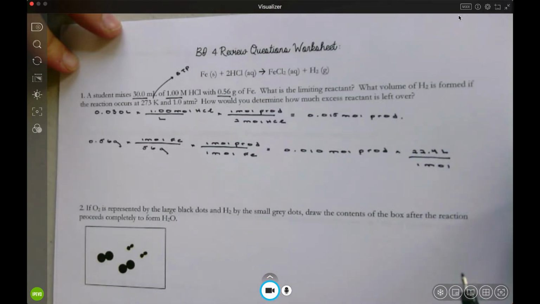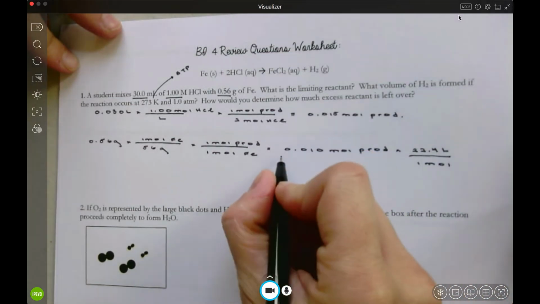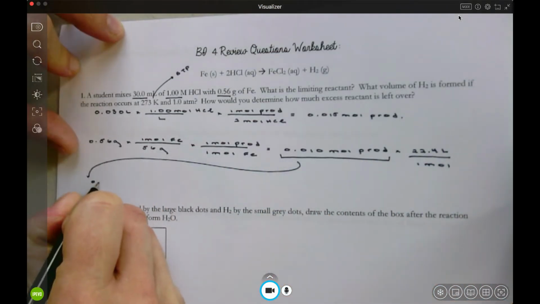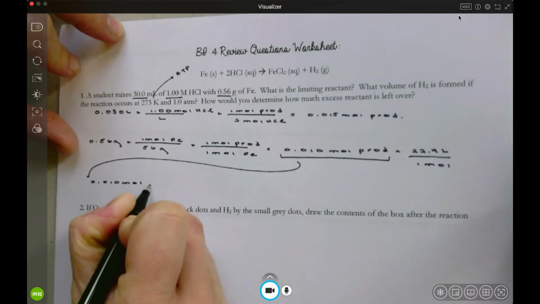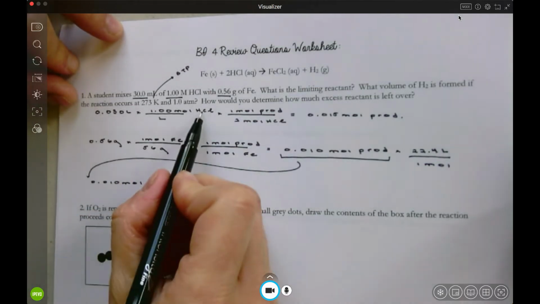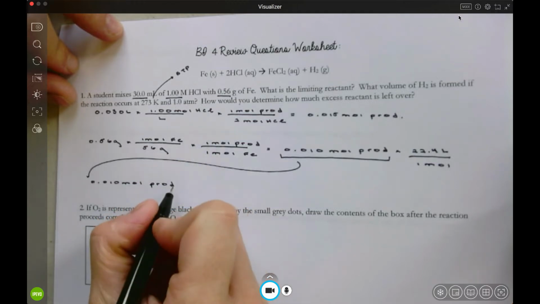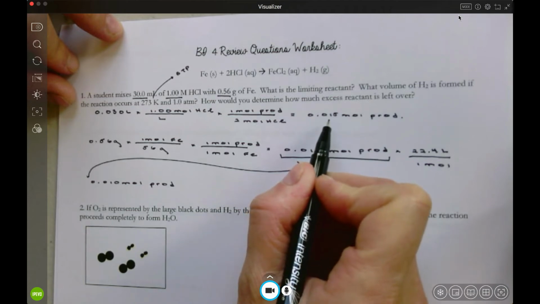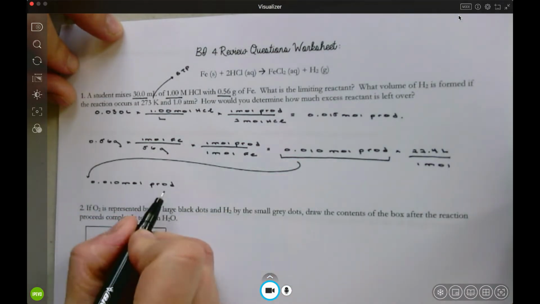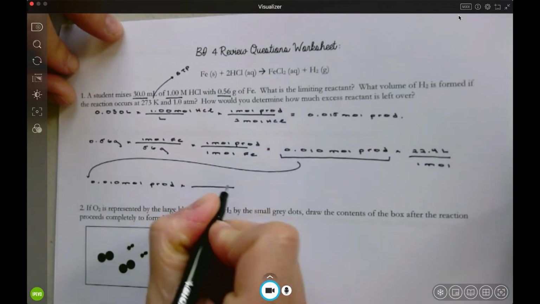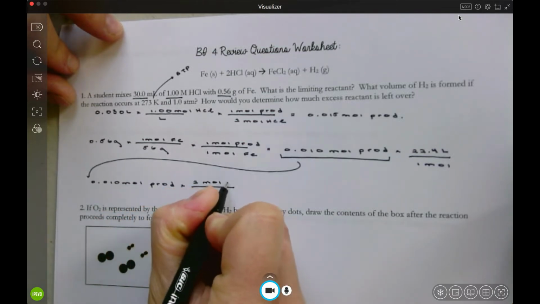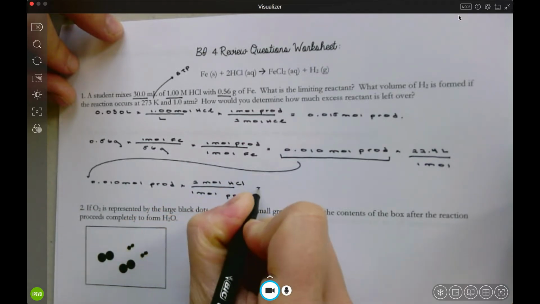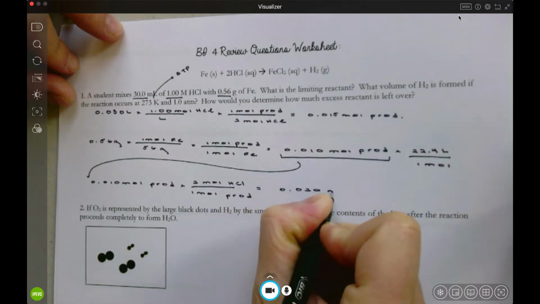Then it says, how do you determine how much excess reactant is left over? Well, I know this amount of product is formed, so I could take this and plug it back in and figure out how many moles of HCl, my excess reactant, were actually used to produce this. Because if I used all my HCl, I would have produced 0.015, but I didn't. I produced 0.010 moles of product. So I'm going to get this back into moles of HCl. That gives me 0.020 moles of HCl.